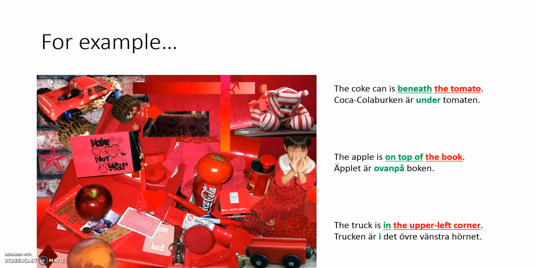If you look at the colored parts of the sentences, these are what you would call prepositional phrases. They're all strings of words that won't form a full sentence, but carry a specific meaning when written in this particular order. So, for example, the Coke can is beneath the tomato. So both the beneath and the tomato constitute a prepositional phrase. On top of the book, in the apple is on top of the book, also constitutes a prepositional phrase. And finally, in the upper left corner is also a prepositional phrase.